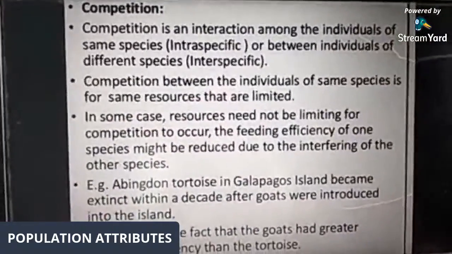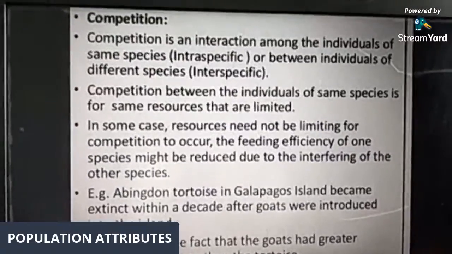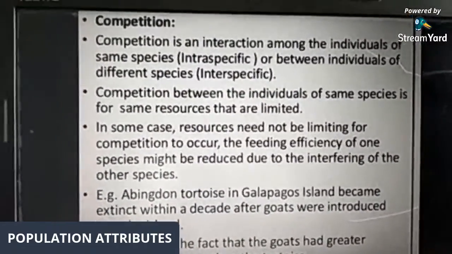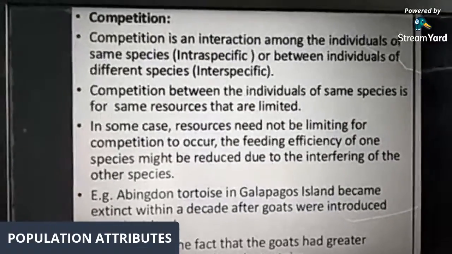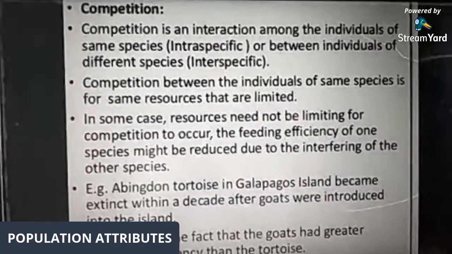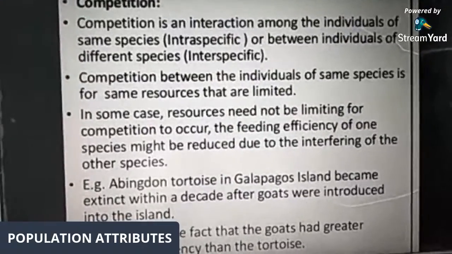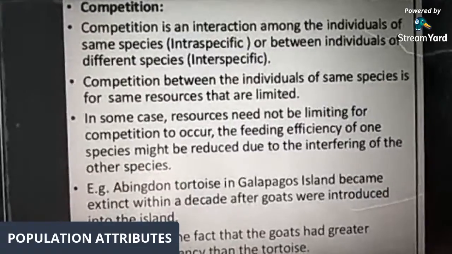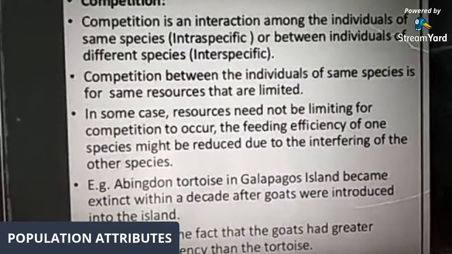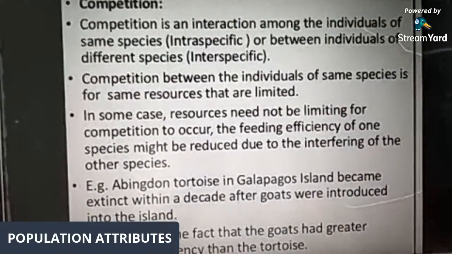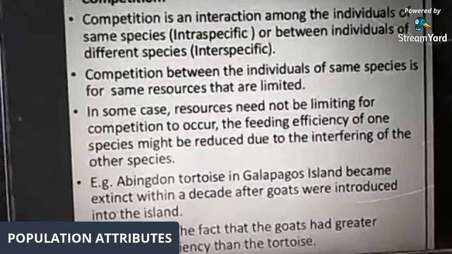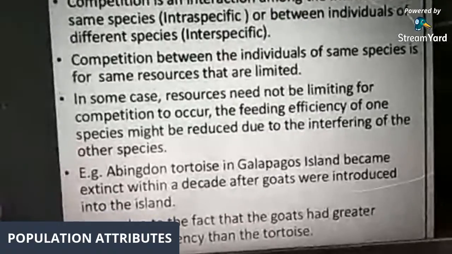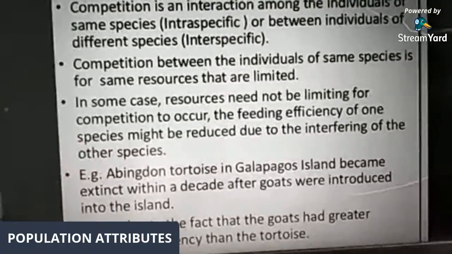Next one is competition. This is the last topic for today. What is the meaning of competition? It is one kind of interaction among individuals of the same species or between individuals of different species. This is intraspecific and interspecific. Intraspecific means the interaction between the same species, and interspecific means the interaction between different species. Competition between individuals of the same species is for the same resources that are limited.